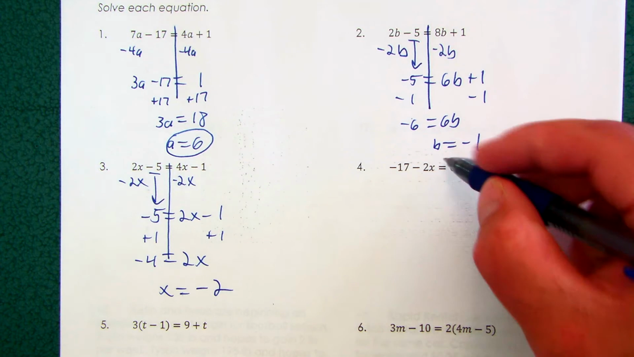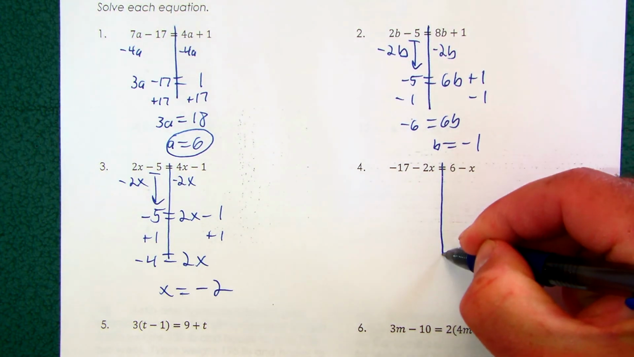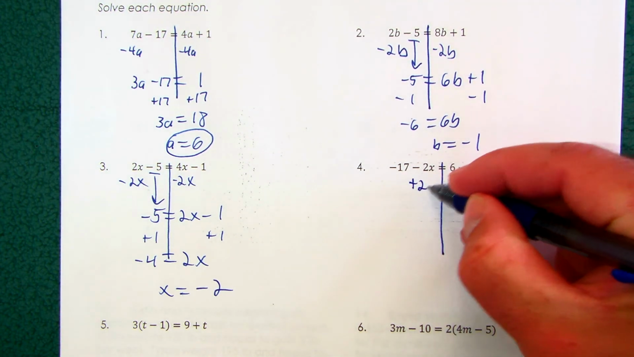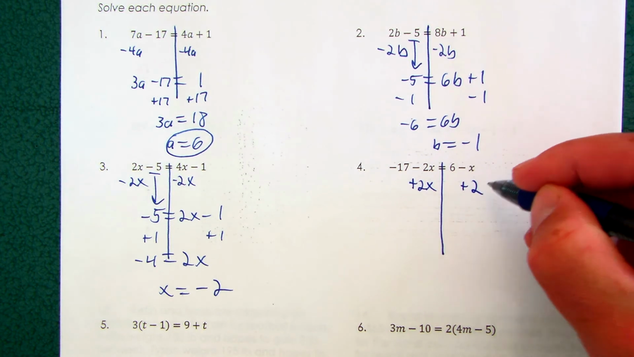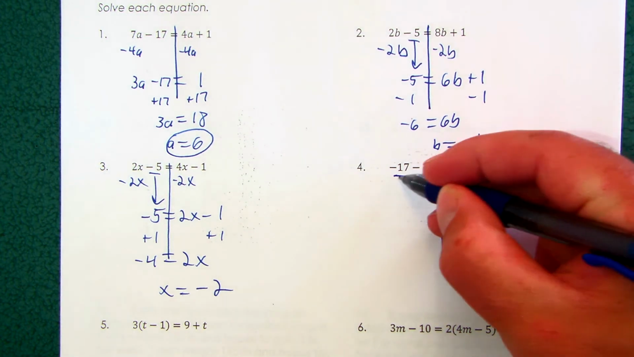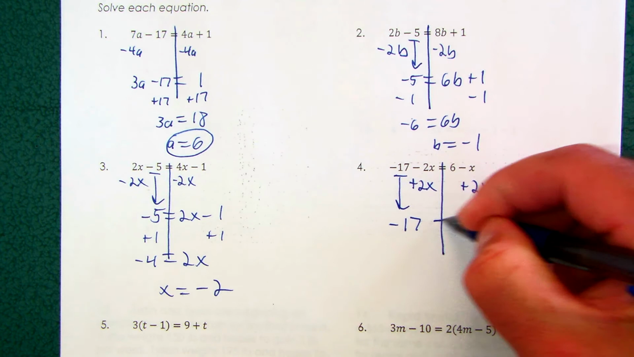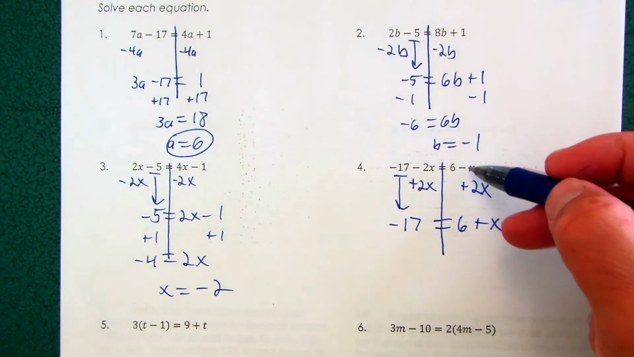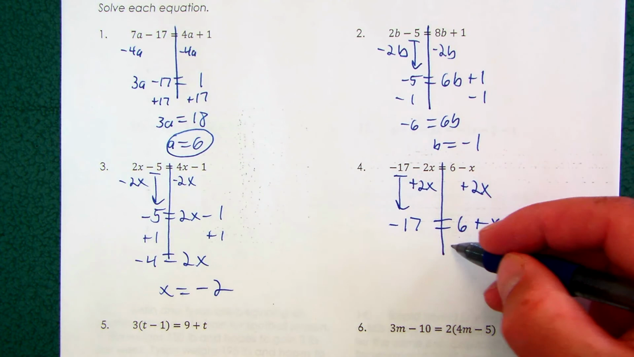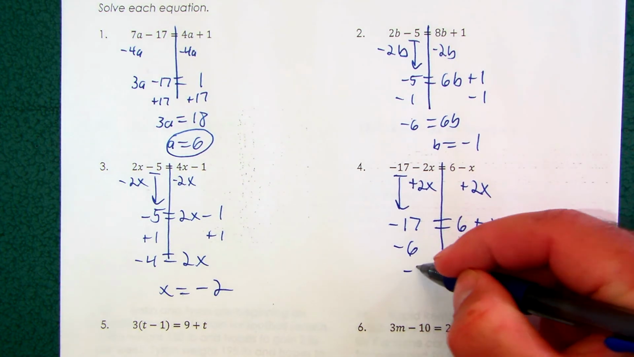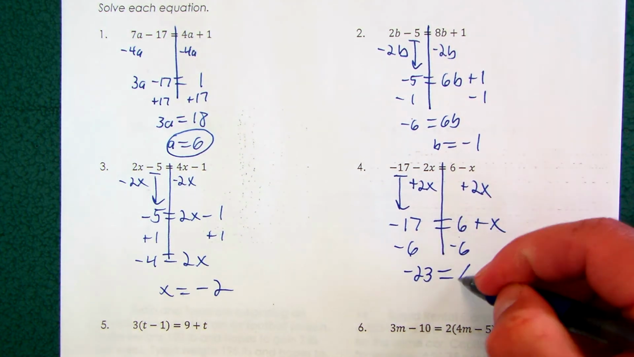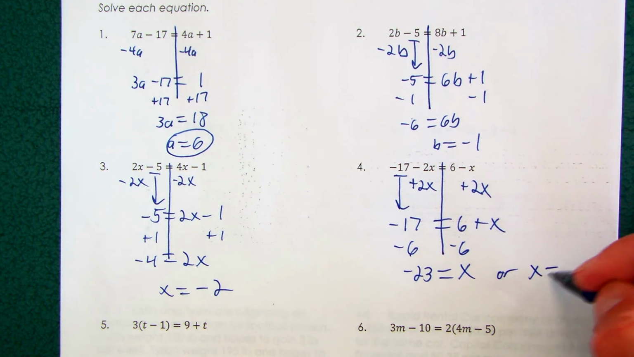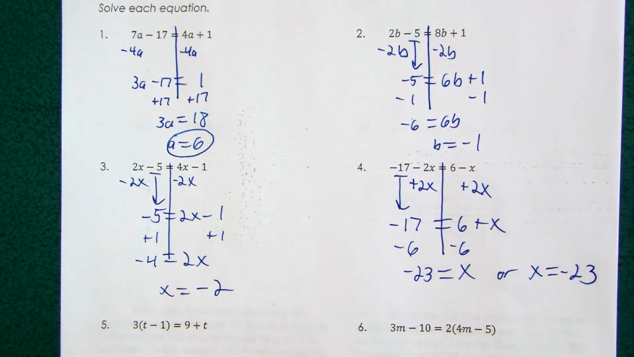Over here, again, draw a line through that equal sign. Add 2x to both sides. So this negative 17, that's just going to drop down. So negative 17 equals 6 plus x. Negative 1 plus 2 gives me a 1x. Subtract 6 from both sides, I get negative 23 equals x. Or if you want to write it as x equals negative 23, that's good too.